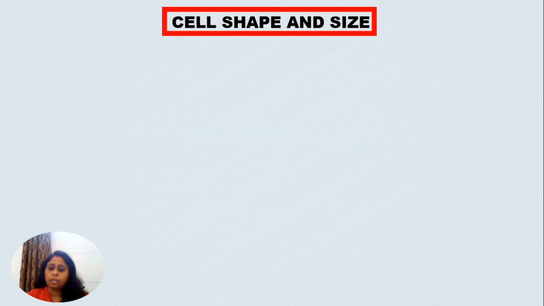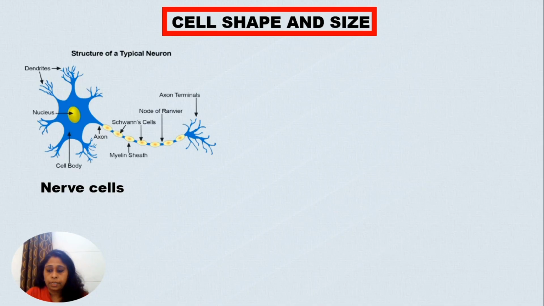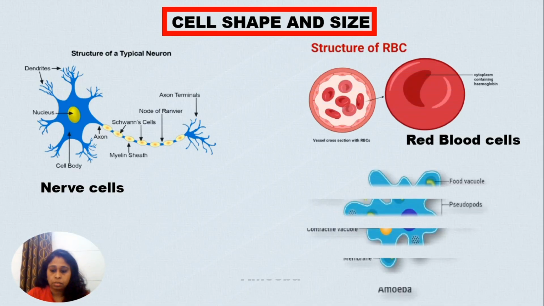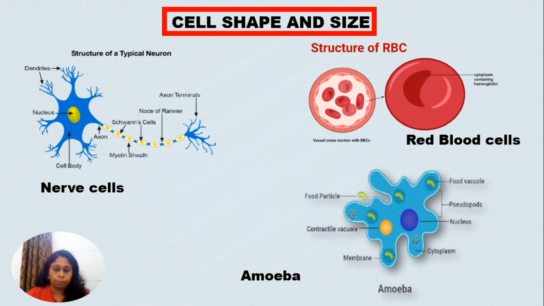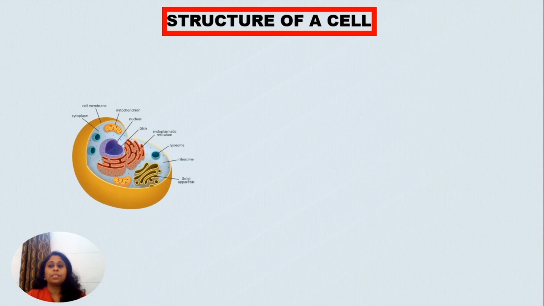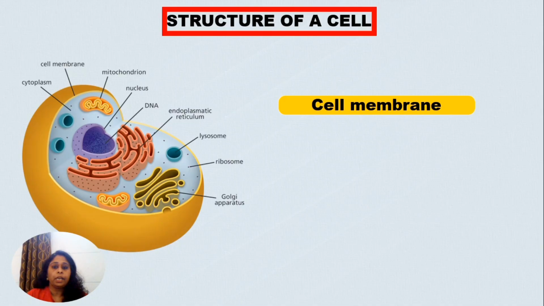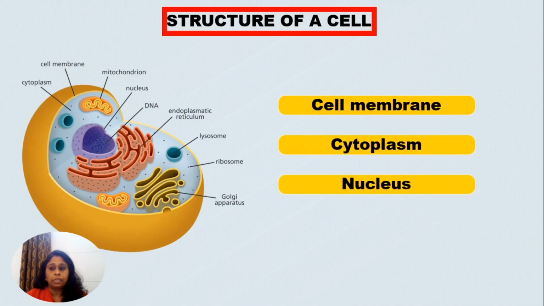Now cells come in different shapes and sizes depending upon their function. For example, nerve cells are long and branched to transmit messages. RBC is a disc-shaped structure that carries oxygen. Amoeba has an irregular shape. Although cells differ in shape and size, most cells have three basic components. First one is the cell membrane, then cytoplasm and nucleus. Now let us study each in detail.